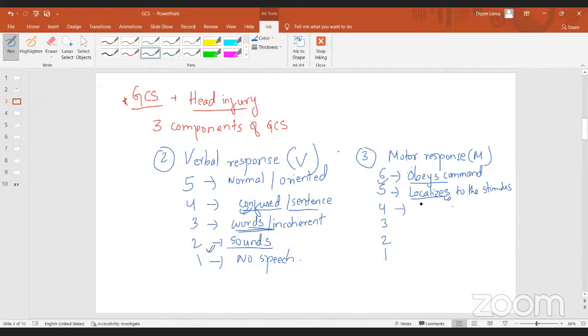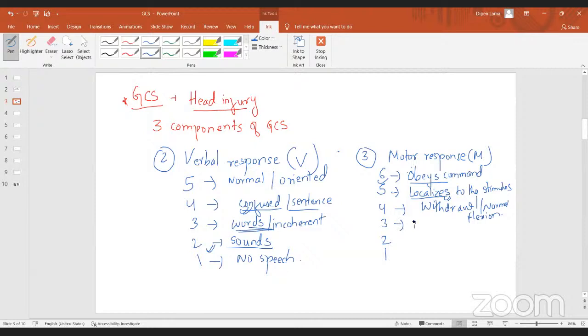For 4, it is withdrawal. It is withdrawal, and it is normal flexion. If the patient cannot localize the pain or the stimulus we give, but he has normal flexion of the body, he has the withdrawal response, then we give the score for M4.